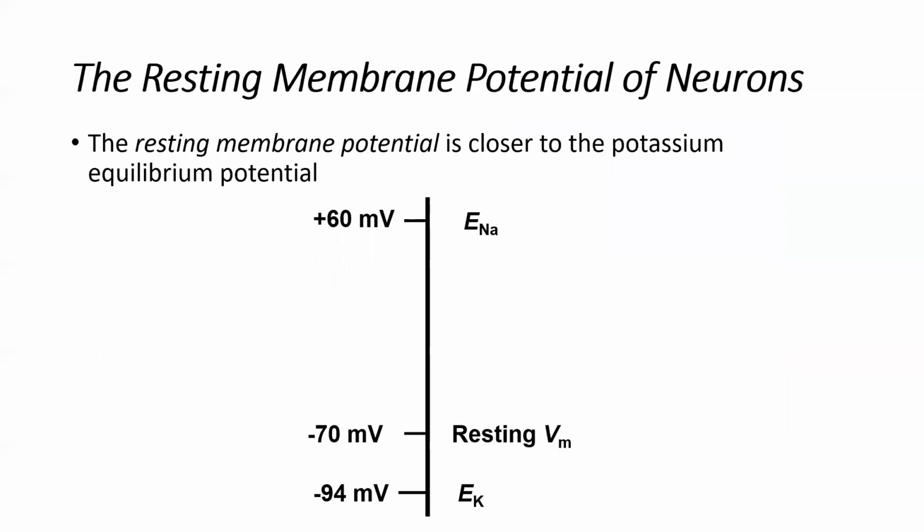Now, as you can see, when you look at this in a big picture way, the resting membrane potential is going to be closer to the equilibrium potential for potassium. Why do we think that is? If we look at the values, we can see that the negative 70 is much closer to negative 94. But in terms of what we spoke about, why do we think that is? What's one factor that we mentioned that could explain this?